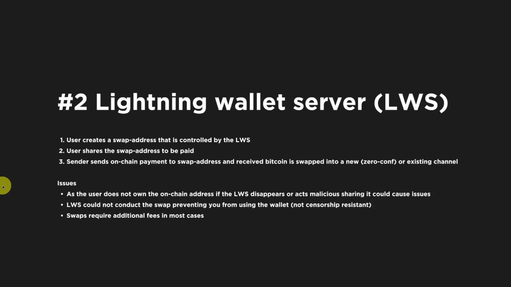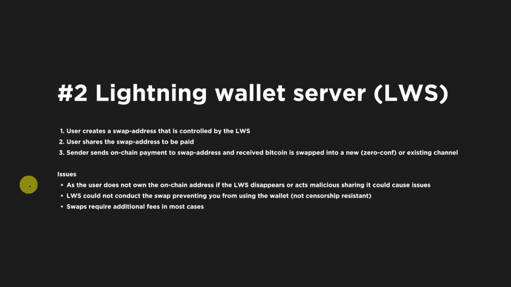So this is using standard submarine swaps, but obviously that requires some trust. The issue there is, as users own the on-chain address, if the Lightning Wallet server disappears or acts maliciously in some way, sharing this could be an issue. Think, for example, if you shared that on-chain address and then that Lightning Wallet server disappeared, and then, I don't know, 6 months down the line, someone went to pay that on-chain address, and that Lightning Wallet server doesn't exist anymore, or a situation something like that, those funds could potentially be burned. So it is ideal for the user to have control of the on-chain address for very marginal situations like that.